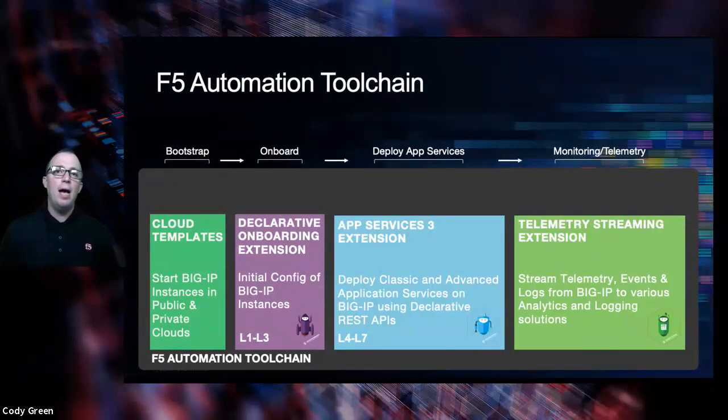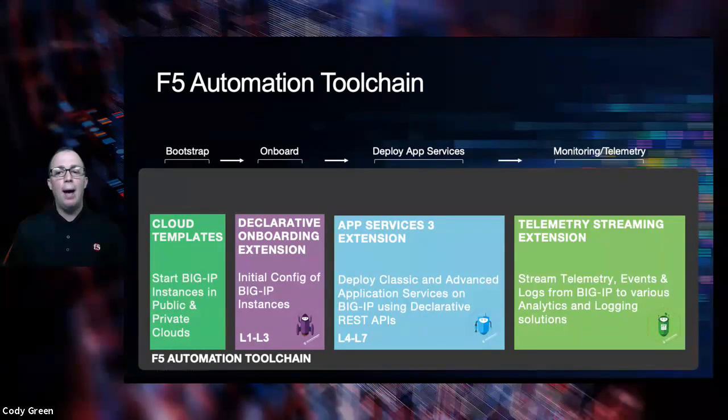Now, how does F5 help you through these processes? F5 has released our automation toolchain over the last 2 years. And this is something that many of you may already be leveraging today. It's made up of a few components. The bootstrapping is where we provide templates, whether that is CloudFormation templates in AWS or ARM templates inside of Azure. Onboarding is where we help you do things like licensing, clustering, configuring network components of the BigIP. This is done through our Declarative API, which is part of our Declarative Onboarding extension.